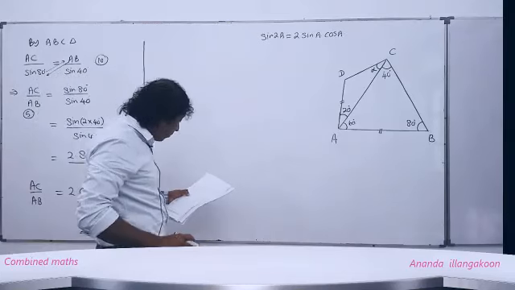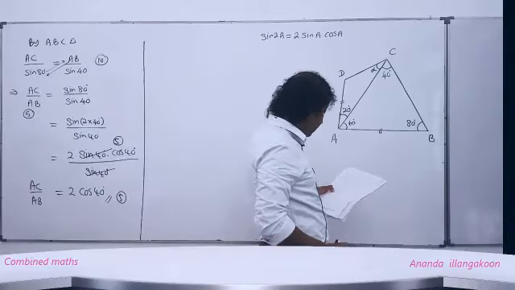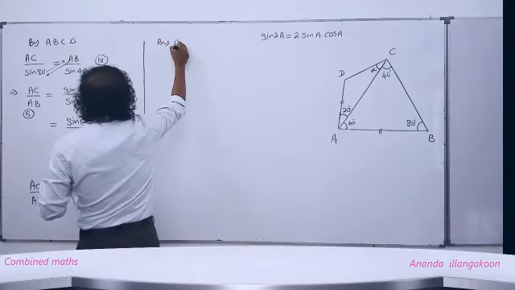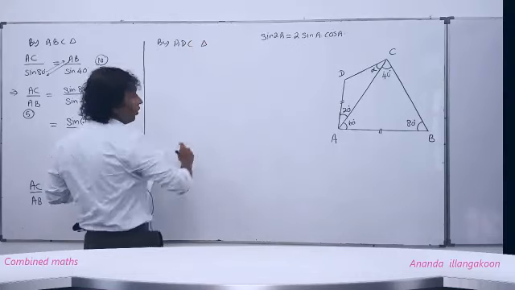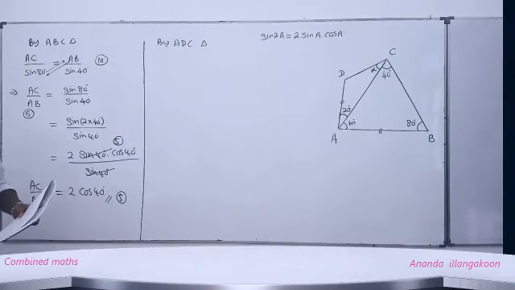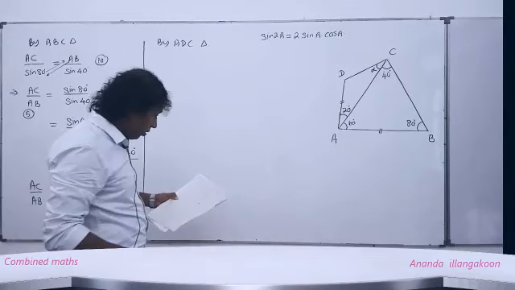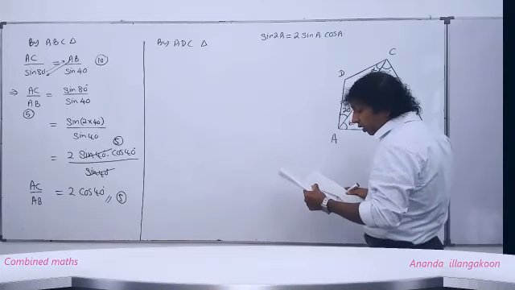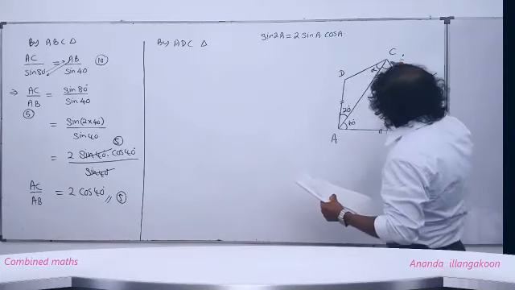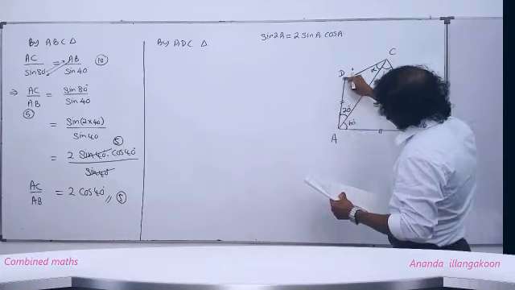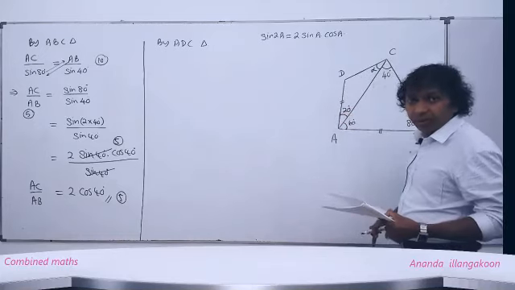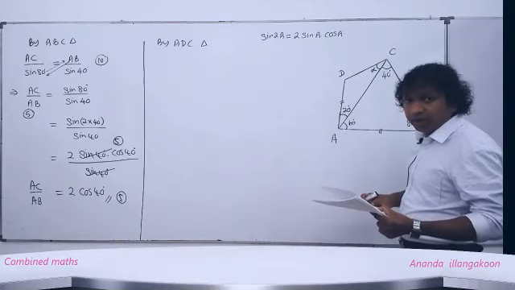Okay, next part is given. Next, using the sine rule for the triangle ADC. By the ADC triangle, now we write. In this case, we are asking for AC. AC is this, and AD. Involving AC and AD, we need the AC divided by AD ratio only there.